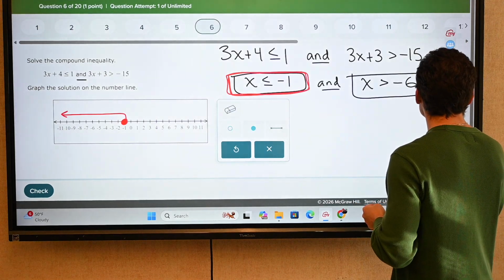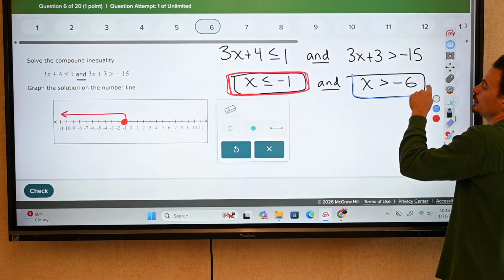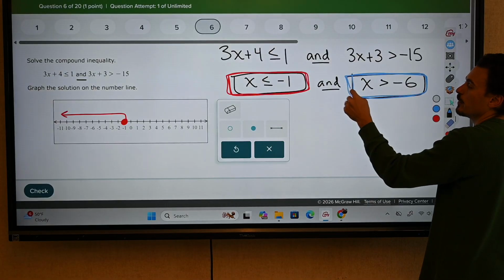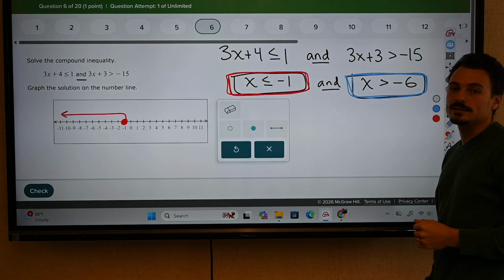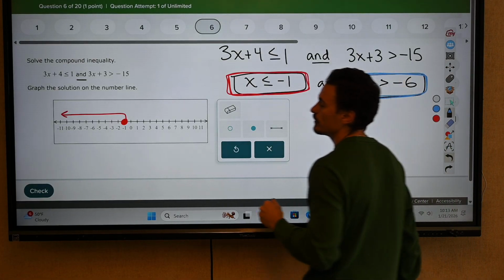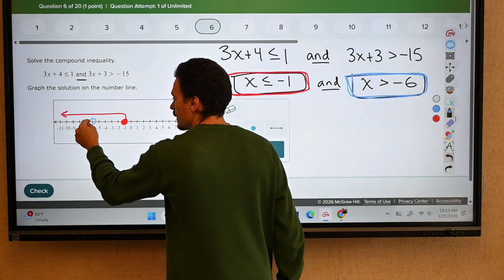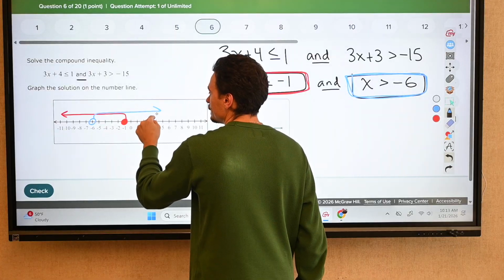Now, I'm going to make this statement blue because I need both the red and the blue to be true at the same time, since it's an and statement. So x needs to be greater than -6. Open dot at -6, greater than.